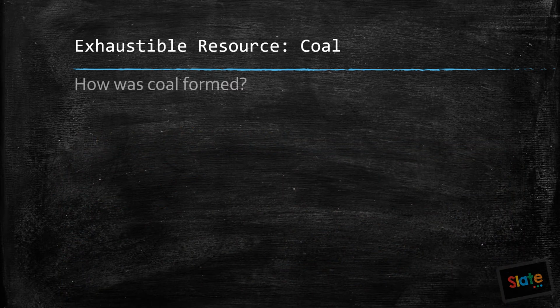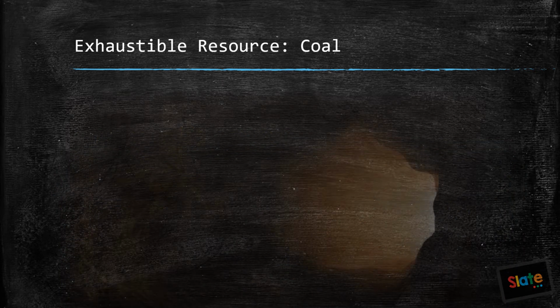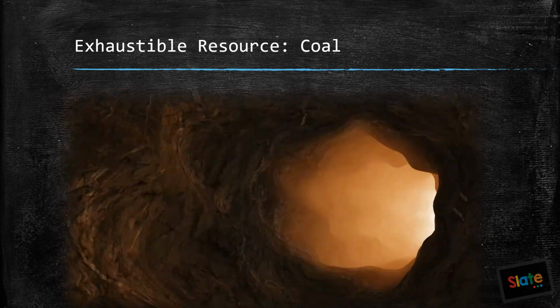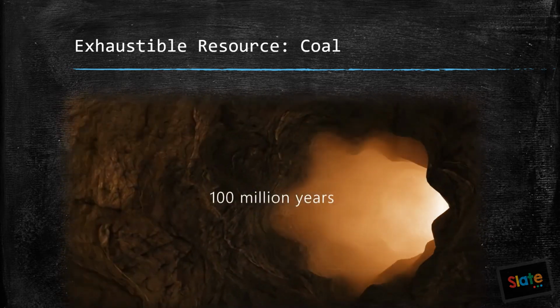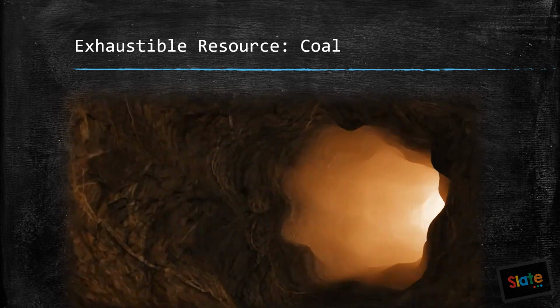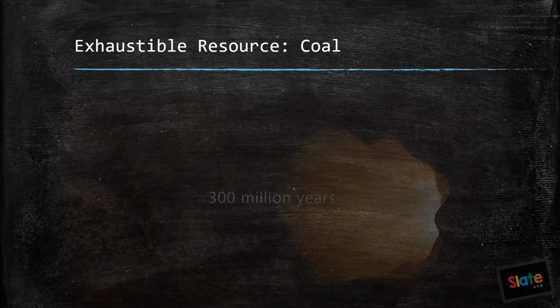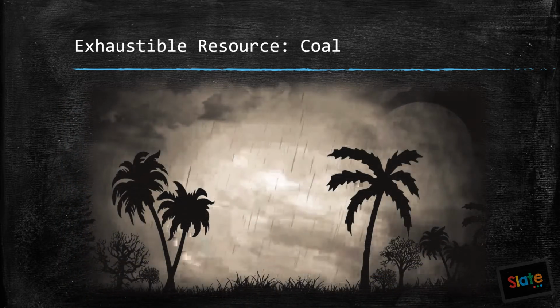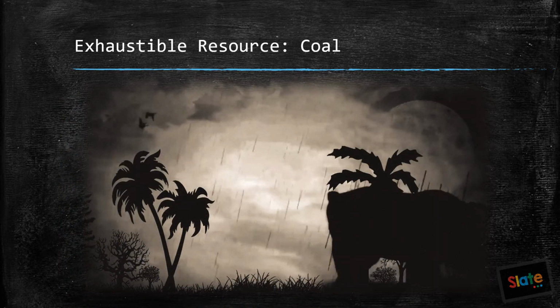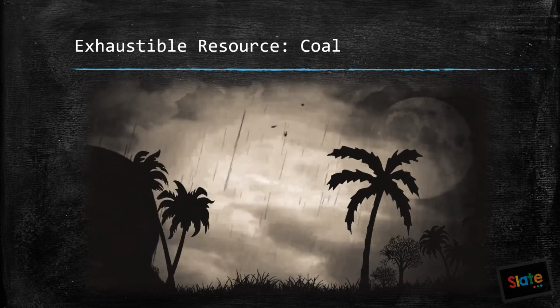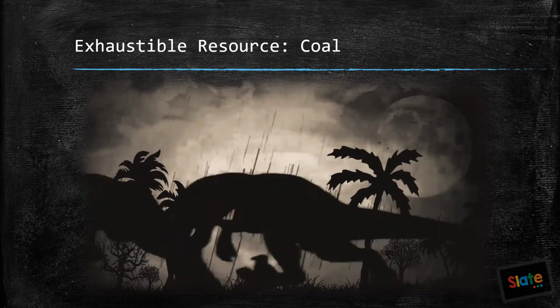Do you know how coal was formed? To understand this, we will have to travel back 300 million years ago. By 200 million years, dinosaurs walked the Earth. Earth was beaming with life.